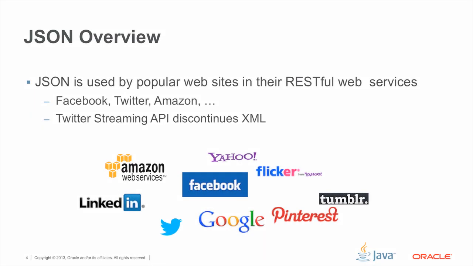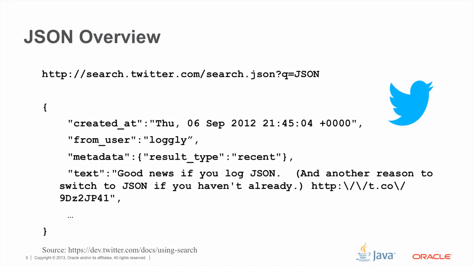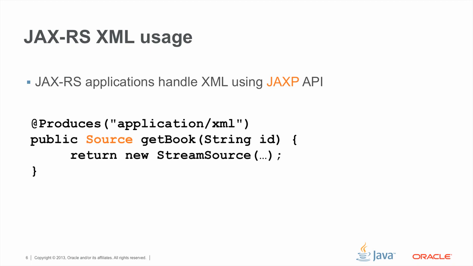So as I said, JSON is primarily being used in many RESTful web services. If you look at many popular websites like Facebook, Twitter, Amazon, they all offer RESTful web services, but the primary data exchange format is JSON. In fact, some of these web services are discontinuing support for XML. For example, let's take a look at the Twitter search API. The Twitter search API provides the search results in JSON format. As you can see in this example, we show one JSON tweet.